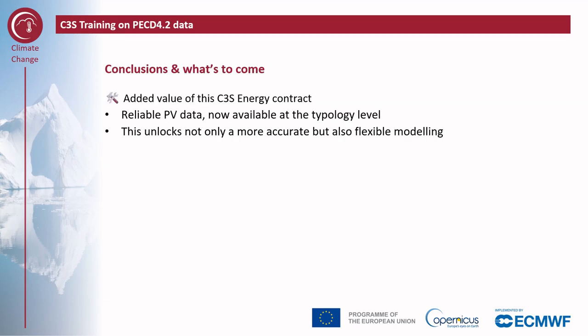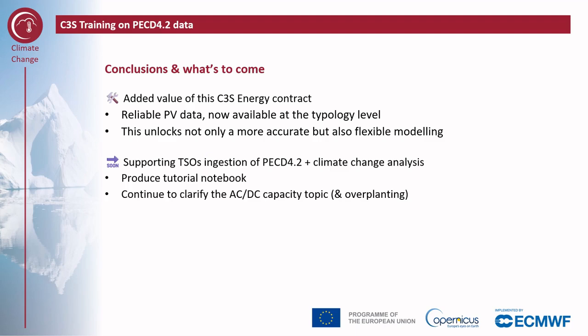We are confident of the added value of the C3S energy contract, providing reliable PV data, now available at the typology level. This unlocks not only a more accurate, but also more flexible modeling, with TSOs now being capable of assessing different PV technology roadmaps. So, for the remainder of this contract, we expect to support TSOs in ingesting the new data and workflow, as well as proceed with an analysis on climate change impacts. Additionally, we will seek to continue clarifying the AC-DC capacity topic and overplanting altogether.